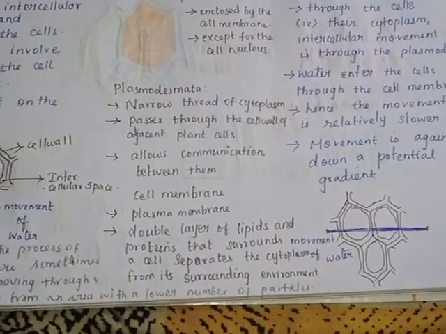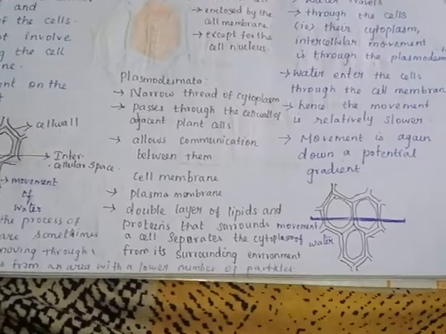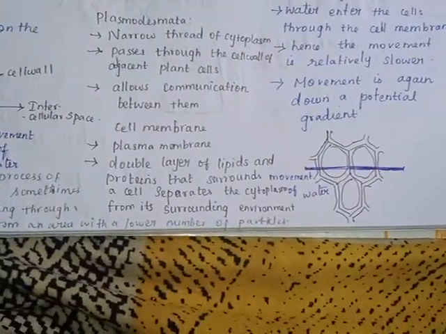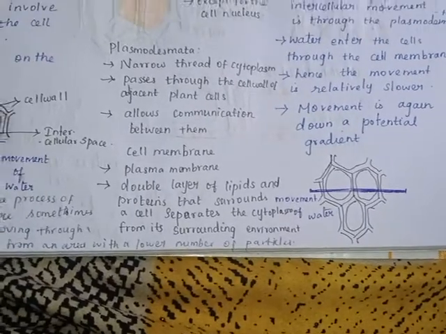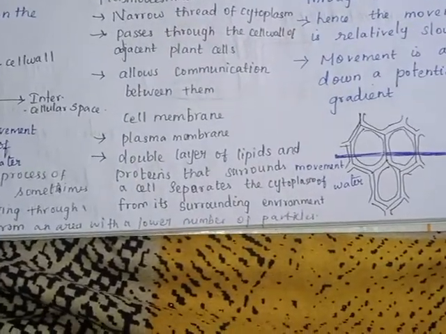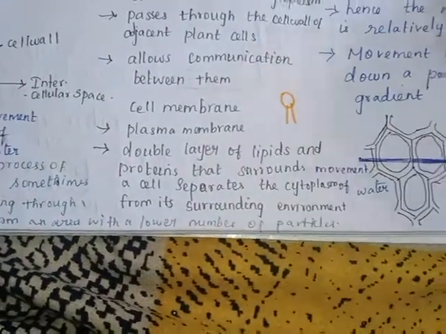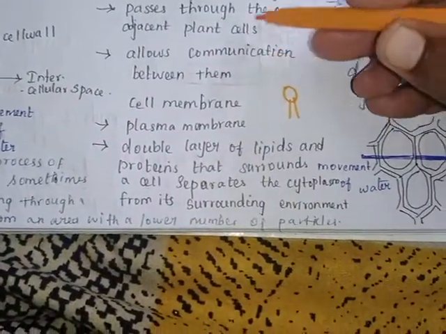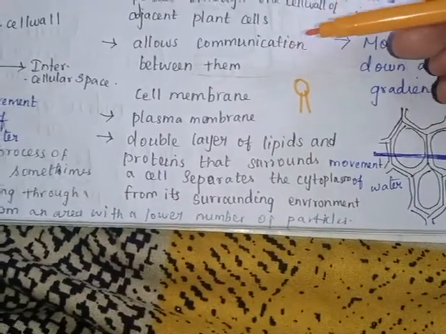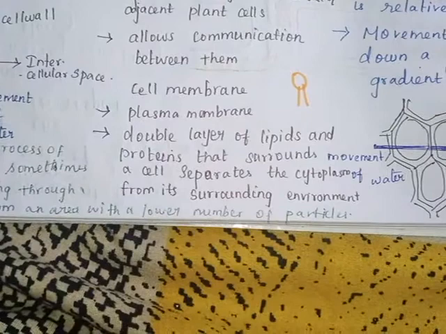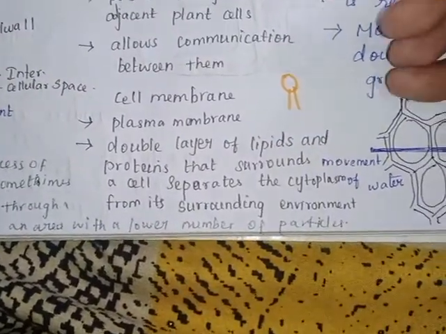So the next one is the cell membrane. Here we can mention the cell membrane. Do you know about the cell membrane? I will say plasma membrane, a double layer of lipid and protein that surrounds the cell and separates the cytoplasm from the surroundings. What is meant by cell membrane?